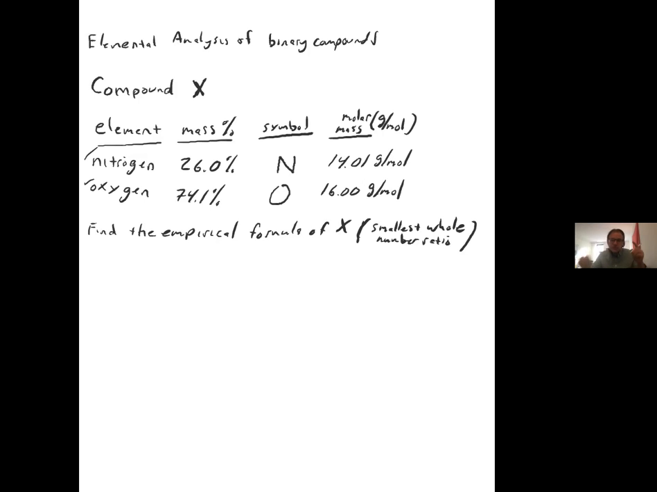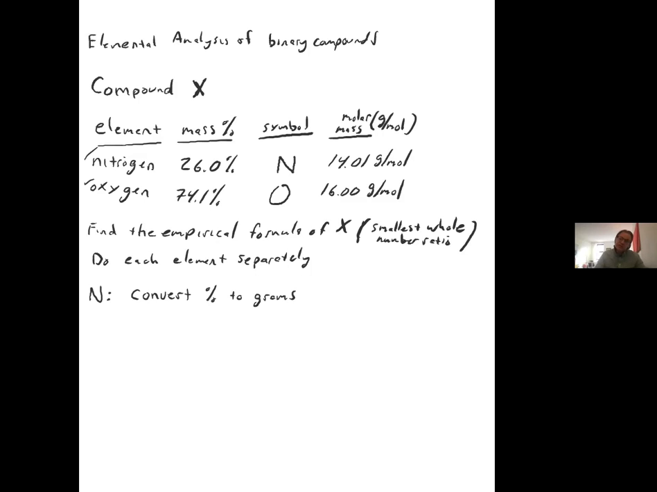Now we do the percent composition of each element separately. So you do each element separately. Doesn't matter which one you do first. You've got the data to do both of them. So I'm just going to pick nitrogen because it was the first one that was given. Here's what you do first. Convert percentages to grams.